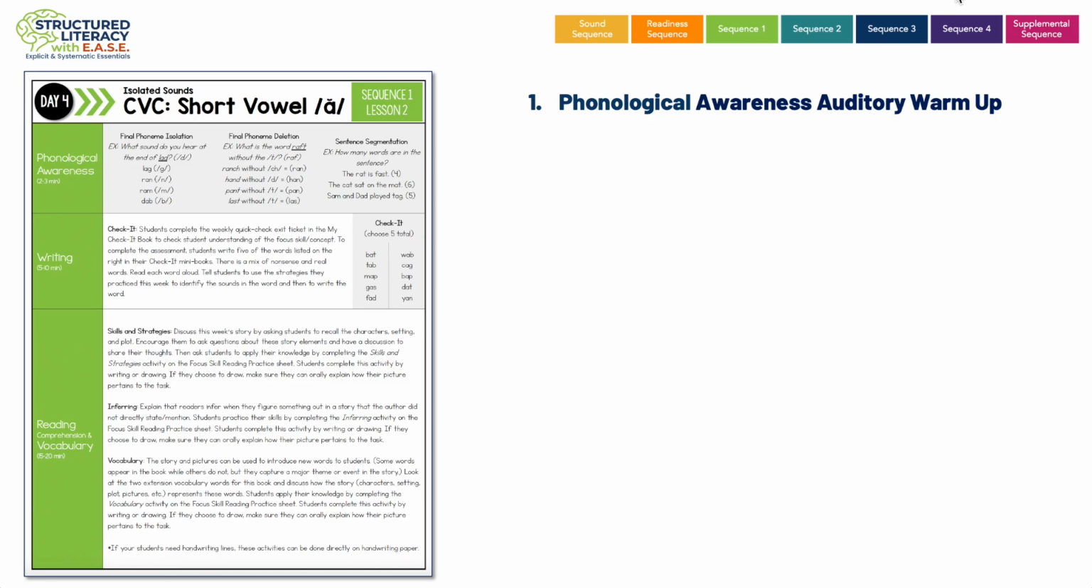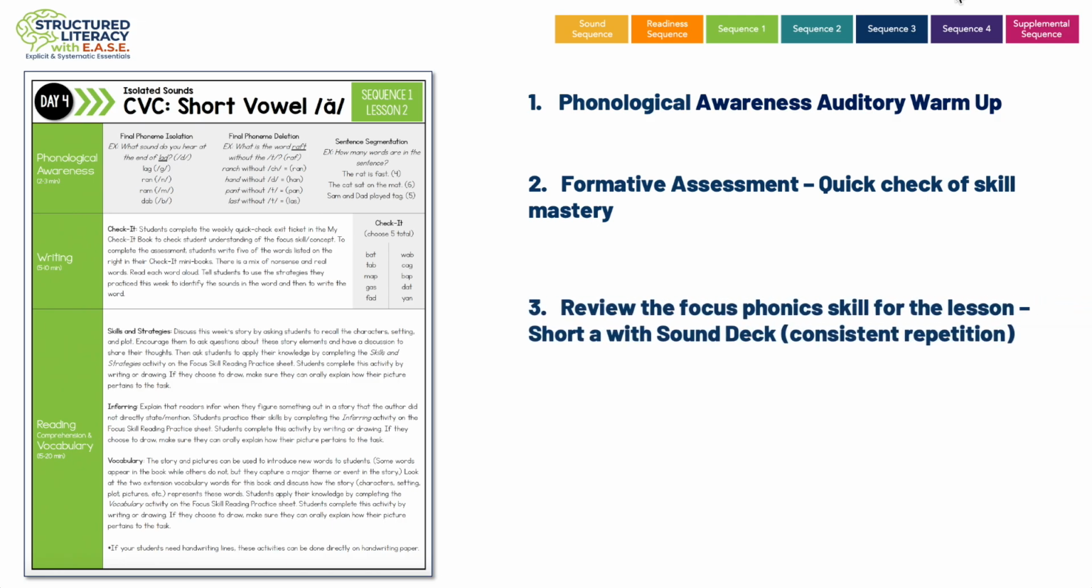We're practicing all of the different types of skills under that phonological awareness umbrella. And now we go into a formative assessment. This is where we're doing a quick check of skill mastery of this particular skill, which is short A. So they're going to do a quick check in their little check it books to see if they've mastered this skill of short A that we taught them the last 3 days. Again, now we're going to review that quick phonics skill for the lesson.